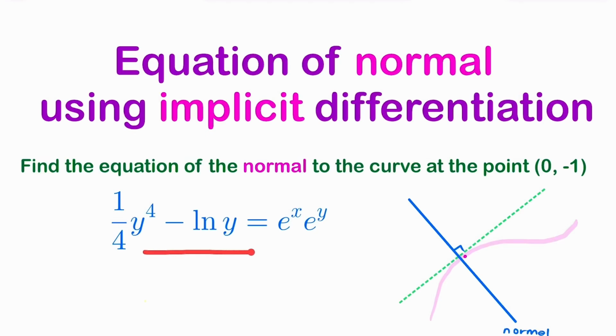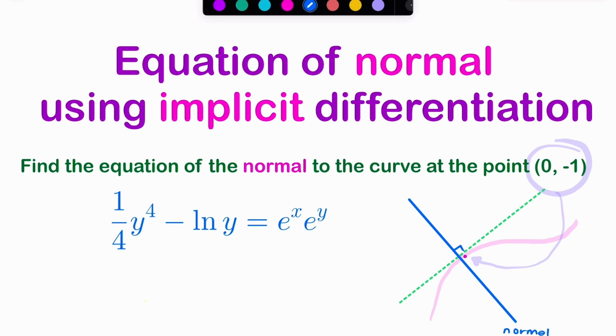So here we're given the expression of a curve, and we need to find the equation of the normal at a given point. So we know that there's a point (0, -1) on the curve, and we need to find the equation of the normal at that point. To find the equation of a normal, we need the coordinates and we need the gradient.